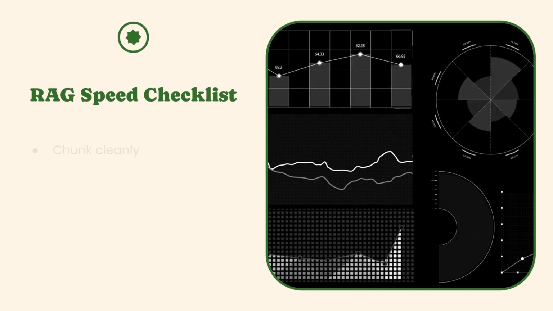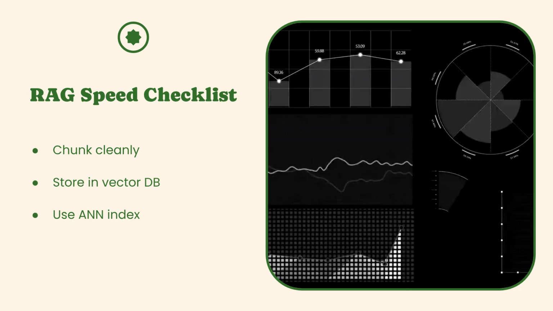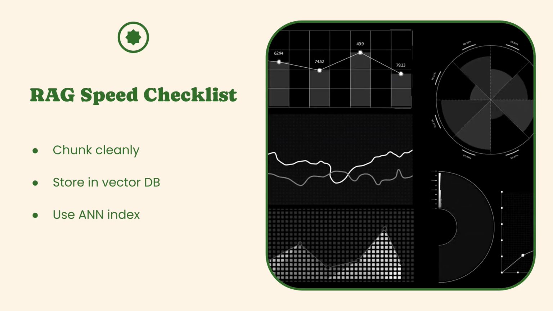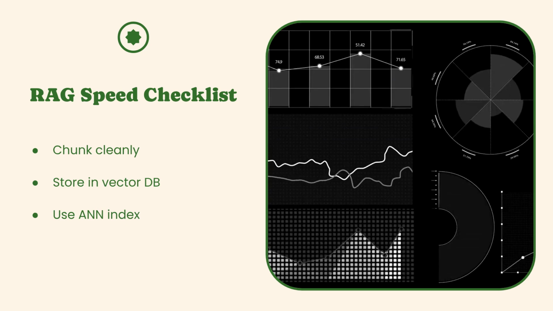To speed up your RAG system, chunk cleanly, embed once, store in a vector DB, use an ANN index, and filter early. That's how you ensure fast retrieval and, ultimately, deliver better answers.